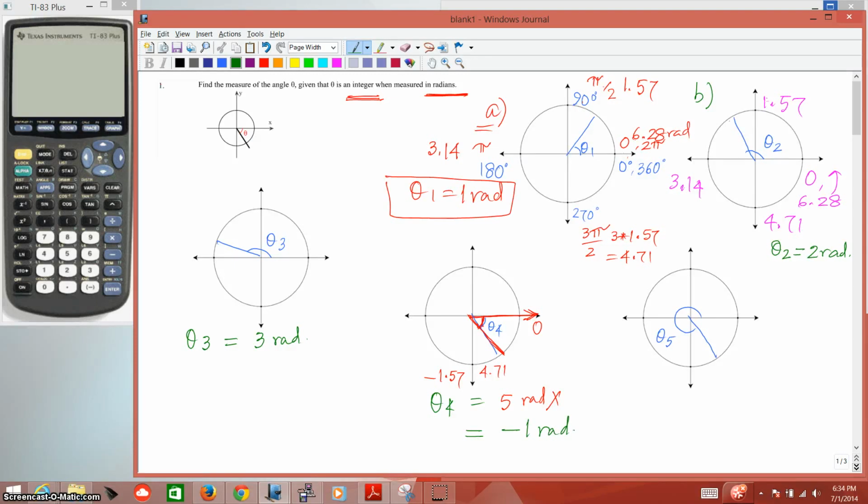And with just the same type of concept, if I would have marked my theta 5 this way, that means you can only generate this angle by going counterclockwise. In that case, you have to know that it is past 4.71 and it's counterclockwise, so your angle will be a positive angle. So theta 5 in this case comes out to be 5 radians. I hope this makes sense.